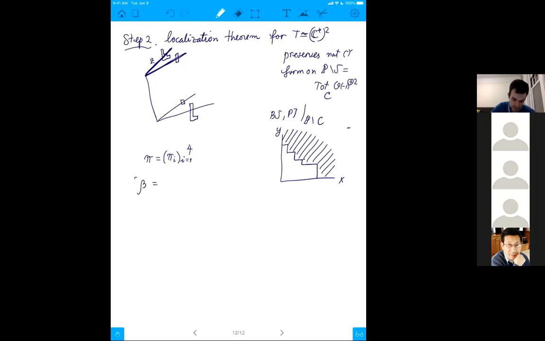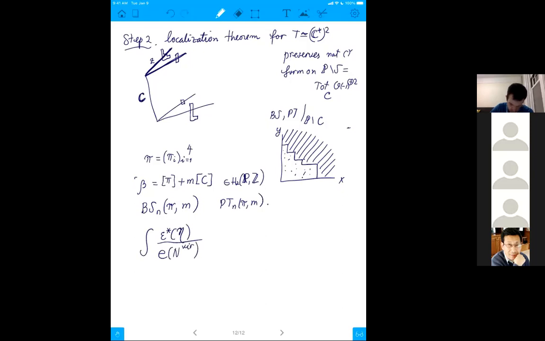And let's write our class beta. This is a class in H2. It will be some class depending on the length of the partitions, times the homology class of the legs, plus some coefficient times C. So this is our C. And then we consider the spaces of T-fixed sheaves denoted like this, BS pi M and PT pi M. So now, using the localization formula, the terms that we obtain will be something like epsilon upper star eta divided by the Euler class of the virtual normal bundle, integrated over BS pi M, and for PT it is similar.